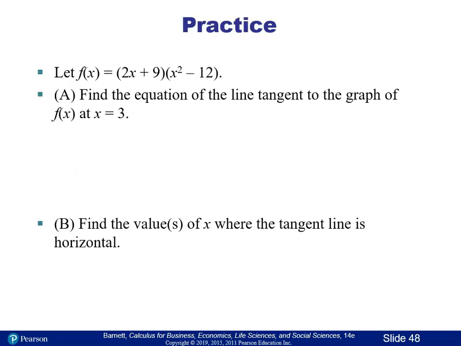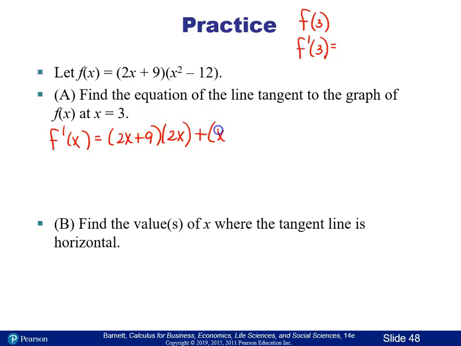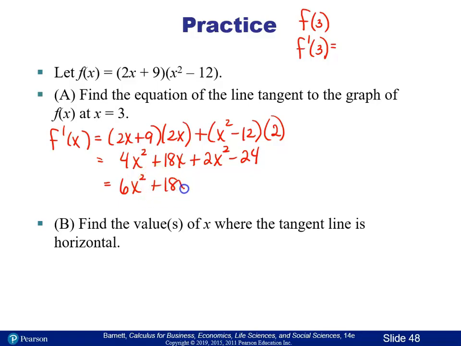Okay, so here's one to practice just like we just got finished doing. So you need to figure out what f of, in this case, 3 is and f prime of 3 is. So we need to find the derivative here. Okay, so that's going to be the first times the derivative of the second plus the second times the derivative of the first. Okay, so 4x squared plus 18x plus 2x squared minus 24. That's going to give me 6x squared plus 18x minus 24 for the derivative.